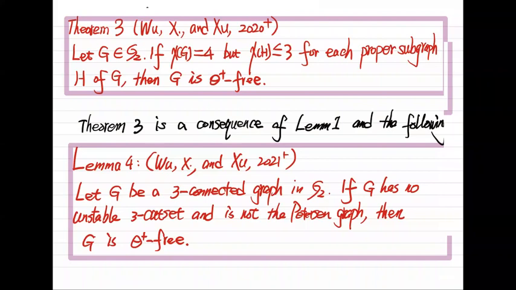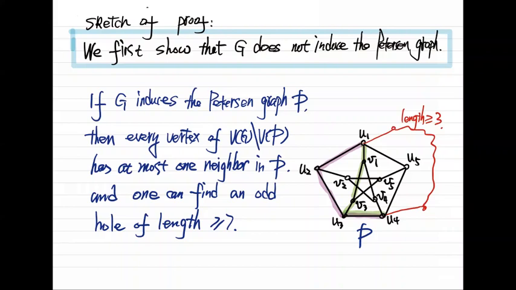The proof is divided into a few parts. First, we show that G does not induce the Petersen graph. Here is the process. If G induces a Petersen graph P, one can check easily that every vertex outside P has at most one neighbor in P, and then one can find, here, for example, an induced path connecting U1 and U4 that has no other neighbor in the Petersen graph. And then we can find either the path together with U1, U2, U3, U4, or U1, V1, V3, U4 is an odd hole of length at least seven.